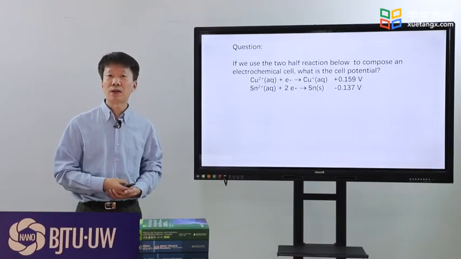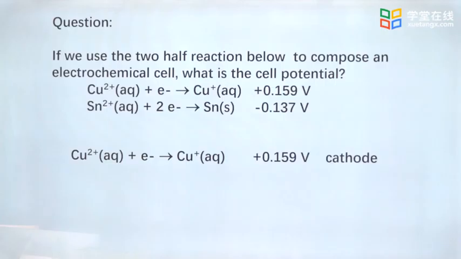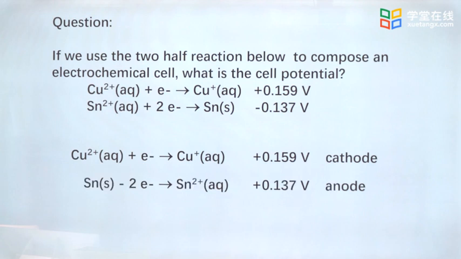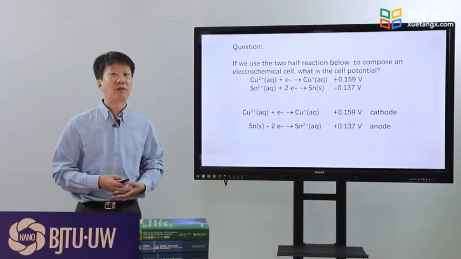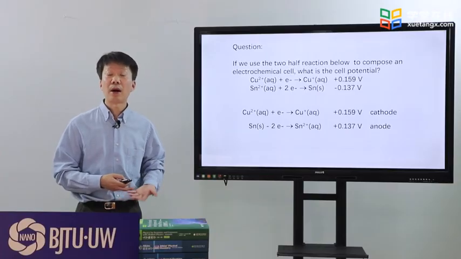At the Cu2+/Cu+ electrode, the reduction reaction occurs, while the oxidation reaction occurs at the tin ion electrode. Then we should reverse the reaction so that tin loses its electrons and forms tin ion, and according to the rules we just learned, the sign of the potential value changes to positive.